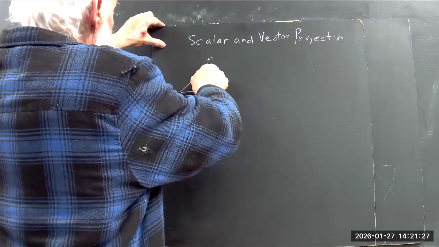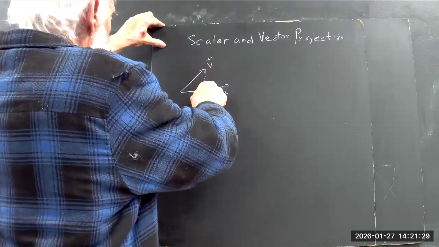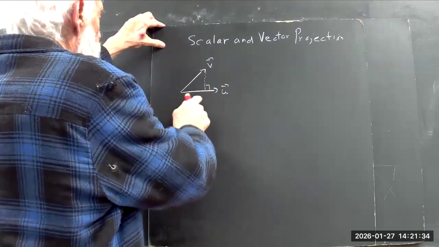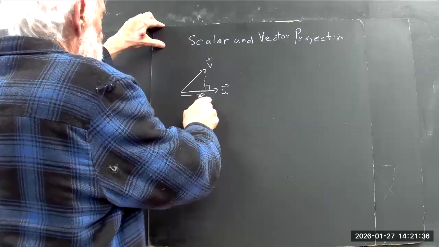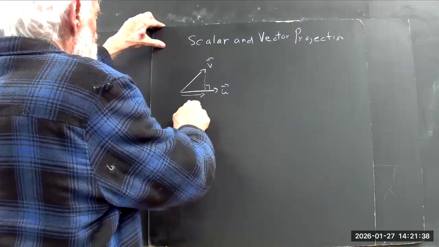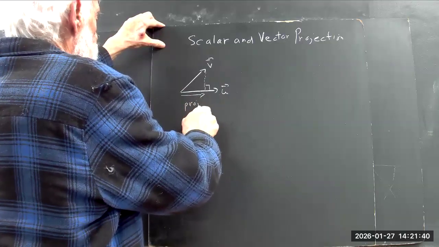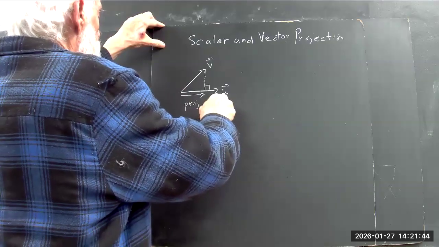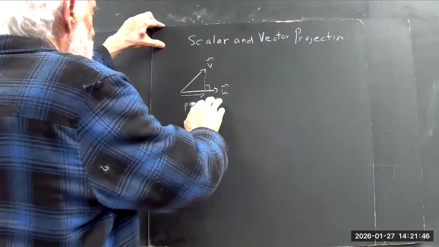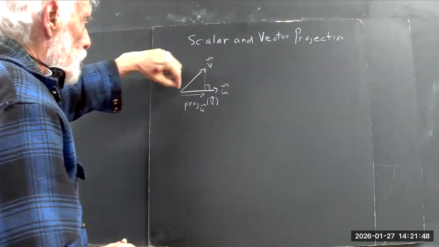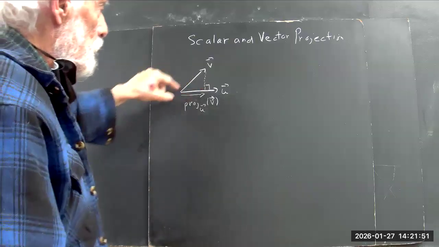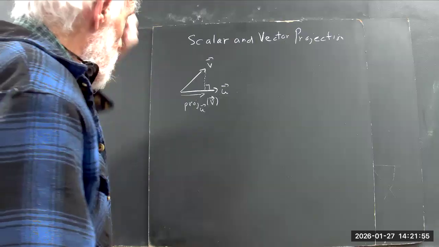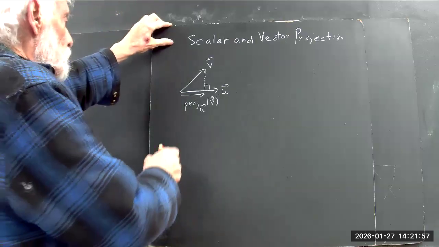And then we go from the tip of vector v at a perpendicular to the vector u. Then this displacement here is the projection onto u of the vector v. It's just the displacement. Okay, so this is going to be a positive or negative number. Now there's also a vector projection.